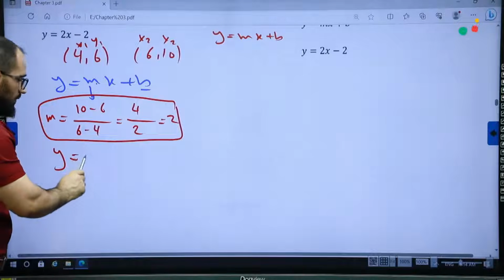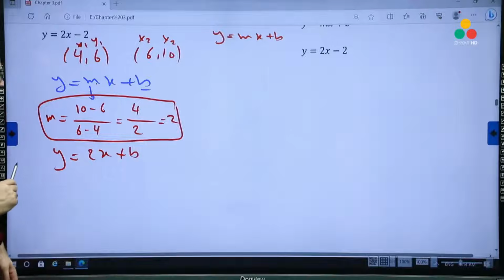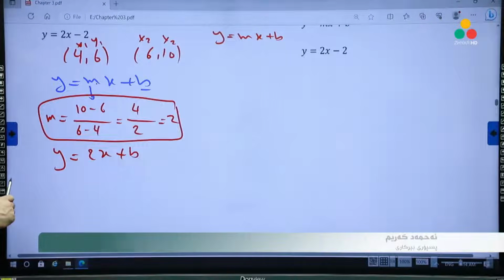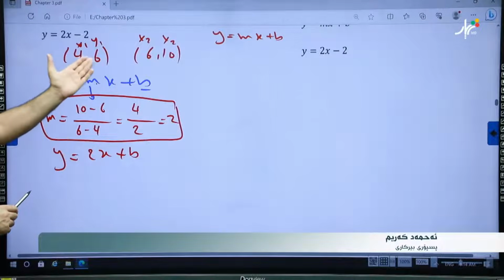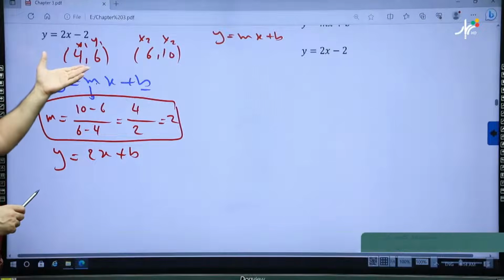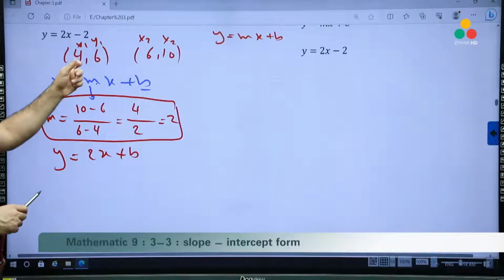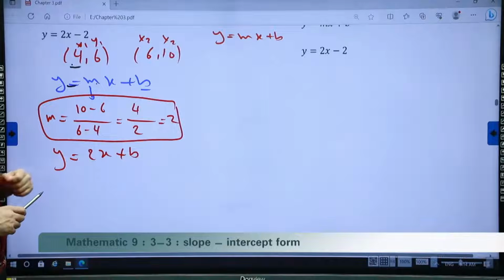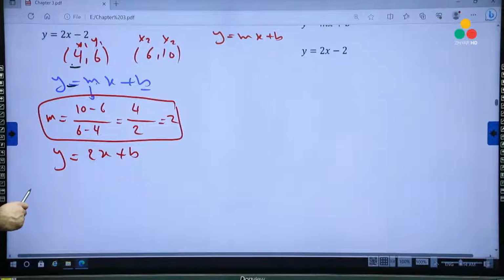Then y is equal to 2x plus b. Then we have to find b. How to find b? By replacing x and y with one of these two points. You can write 4 and 6, or you can write 6 and 10, no difference. But the easiest one is 4 and 6. So instead of x, I write 4, and instead of y, I write 6.